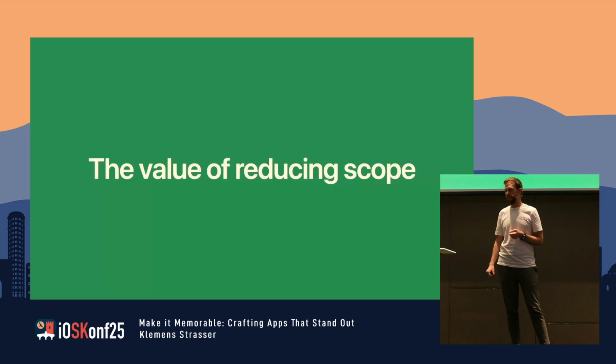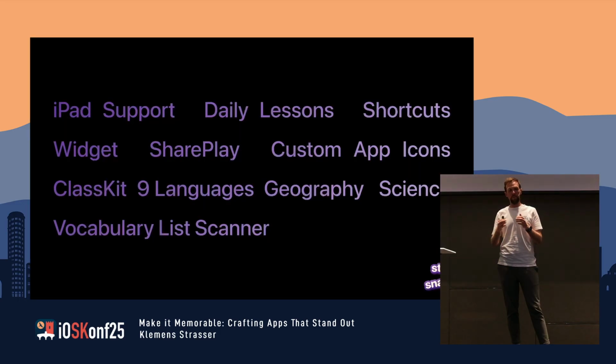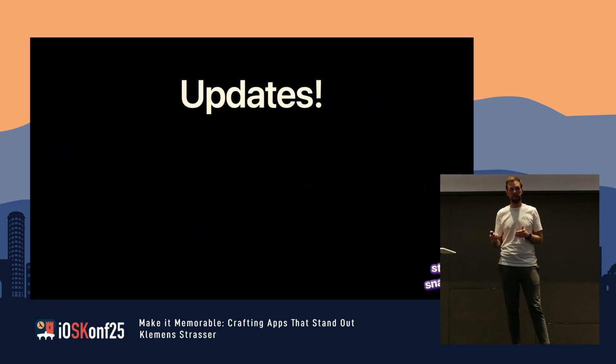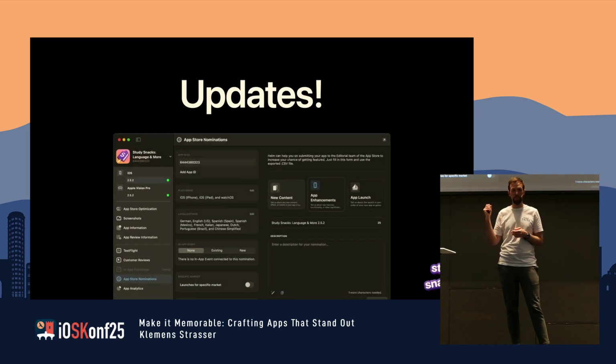And lastly, I wanted to talk about the value of reducing scope. When I made Study Snacks, I came up with a huge list of different things that I wanted to add to the app, and it was, again, far too much that I wanted to have in there, but I had my pre-order in place, so I knew I had a deadline, so I had to skip a bunch of those features. And having skipped those features already gave me a list, and every item on that list could be an update. And every update can be communicated to Apple through feature nominations and gives you a chance of getting featured on the App Store.